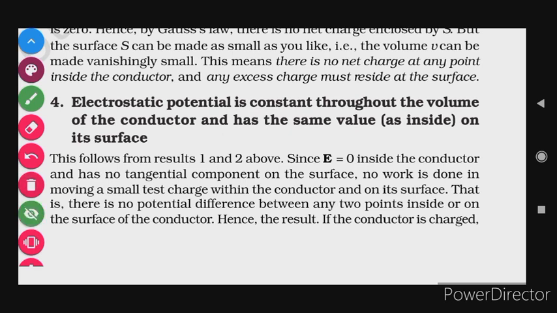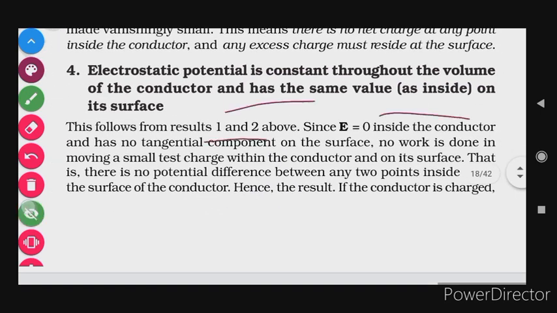We'll move to the fourth point. The fourth point is that the electrostatic potential is constant throughout the volume of the conductor and has the same value on its surface. I'll explain it to you. This follows from results 1 and 2. Since E is 0 inside the conductor and has no tangential component to the surface, no work is done in moving a small test charge within the conductor and on its surface.